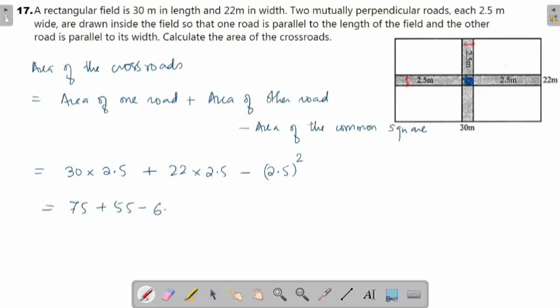Okay, so we have 6.25. So let's evaluate this quickly. So we have 75 plus 55 minus 6.25 will be 123.75. Okay, and your unit will be in meter square. So this will be your answer for this particular question. Okay, pause the video and note down your solution.